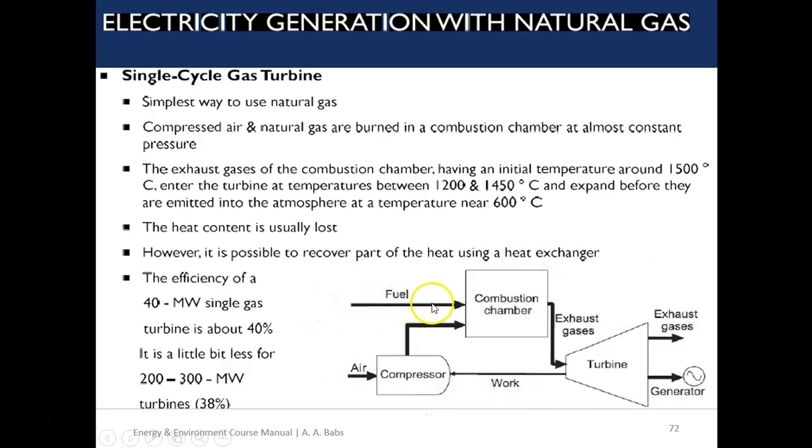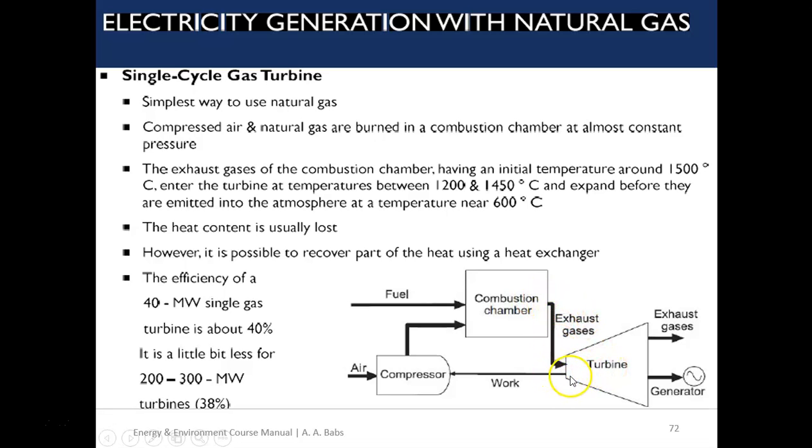You can see we have fuel, and then you can see we have supply of air, compressed air. So compressed air and fuel are supplied to the combustion chamber. The combustion chamber is where burning takes place. And when burning takes place, we have exhaust gases. The exhaust gases are then passed through to the turbine.